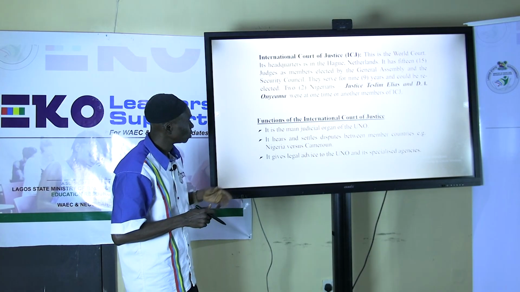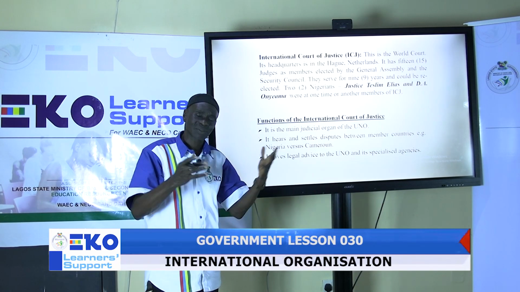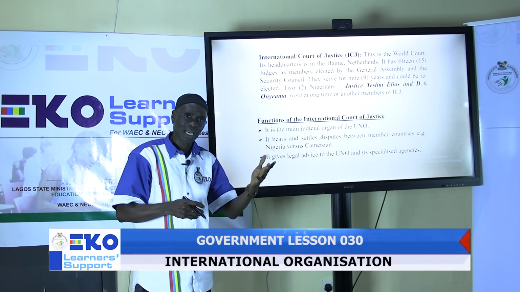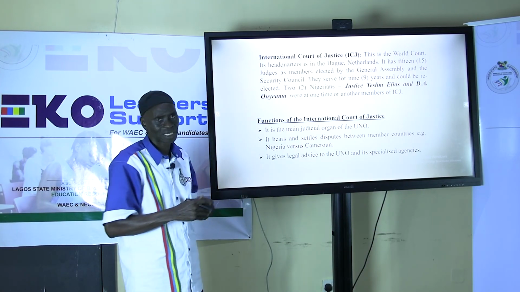Functions of the ICJ include: one, it is the main judicial organ of the UNO, the main organ of the UNO when it comes to judicial matters. Two, it hears and settles disputes between member countries, like the example I gave you of Nigeria and Cameroon. Three, it gives legal advice to the UNO and the specialized agencies on legal matters. This is how to go about it when it has to do with law and legal issues. And all other specialized agencies that I mentioned, WHO, ILO, FAO, the World Bank, when they have issues on legal matters, this is the organ that advises them.